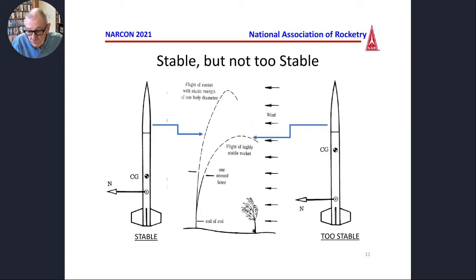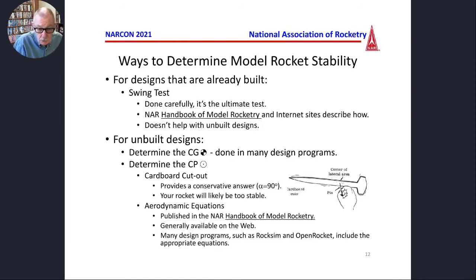Now, there are lots of ways to determine whether your rocket's stable or not. If it's already been built, the best way is to use, before you fly it, of course, a swing test. That is, you tie a string around the center of gravity tightly and then swing it. The Handbook of Model Rocketry has information about how to do a swing test.